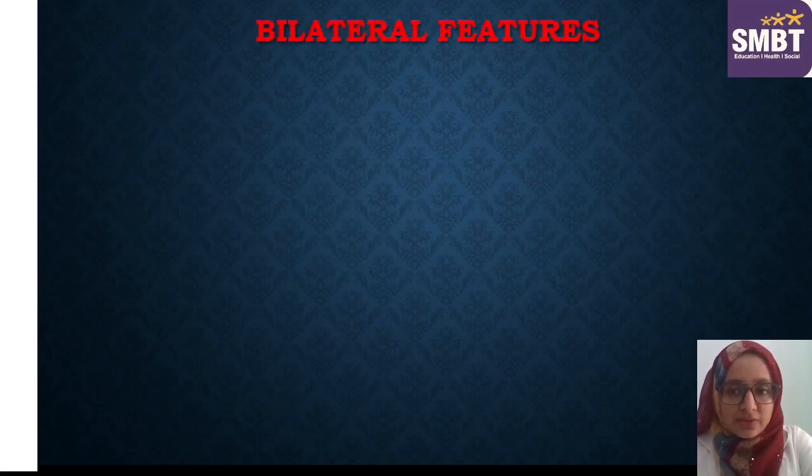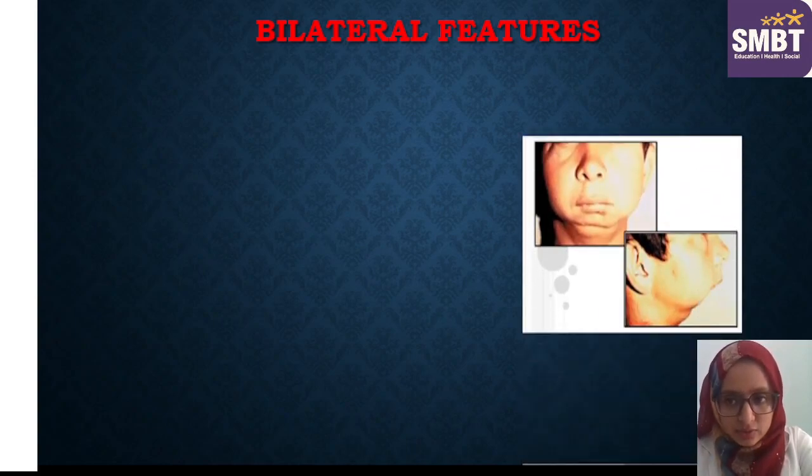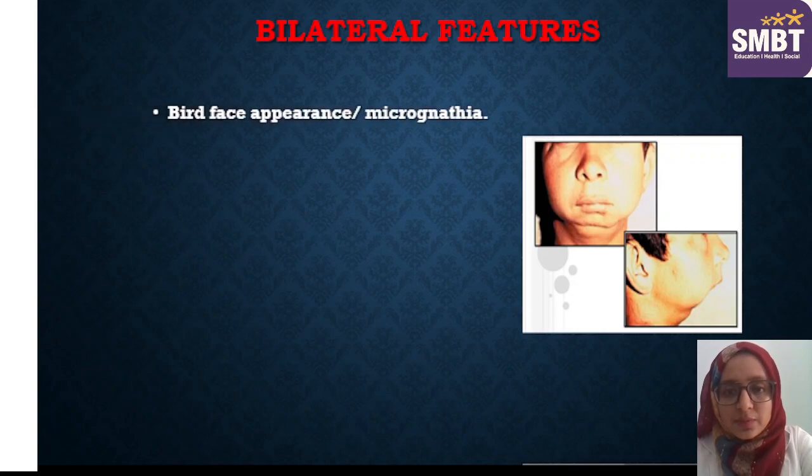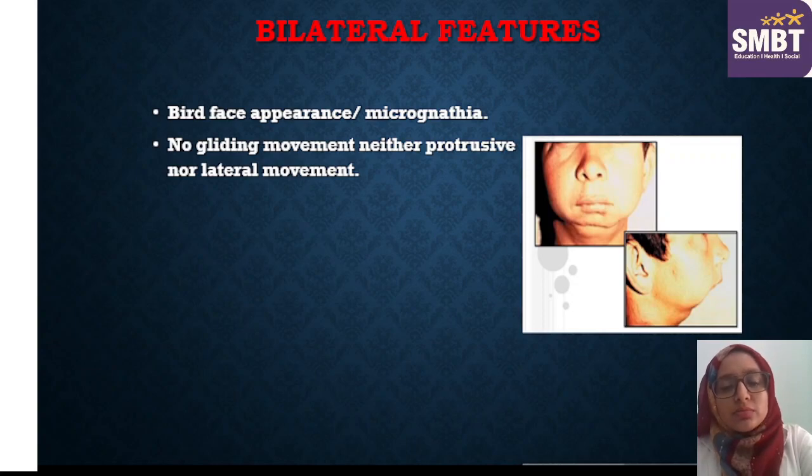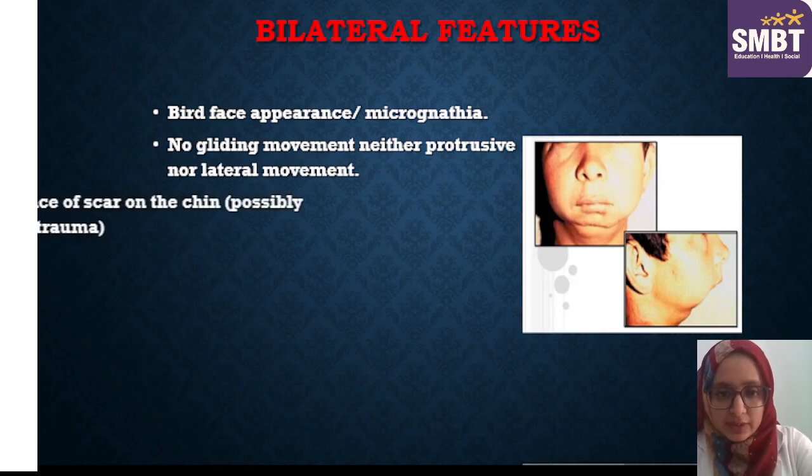So now we'll see bilateral features of clinical signs and symptoms of bilateral ankylosis. Here is a picture of bilateral ankylosis. What is the difference between the previous picture and this? The most prominent feature we see is bird face appearance, or you can also call it micrognathia. The patient's chin is retruded, giving a face like this. No gliding movement, neither protrusive nor lateral movement, is possible because both the joints are affected.